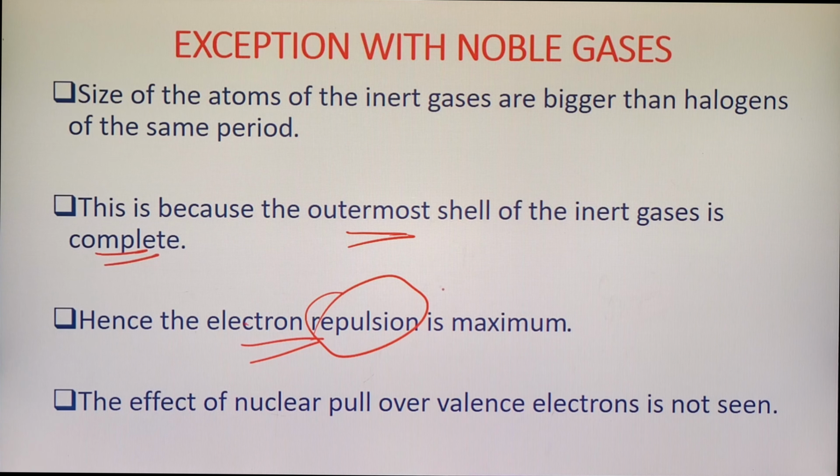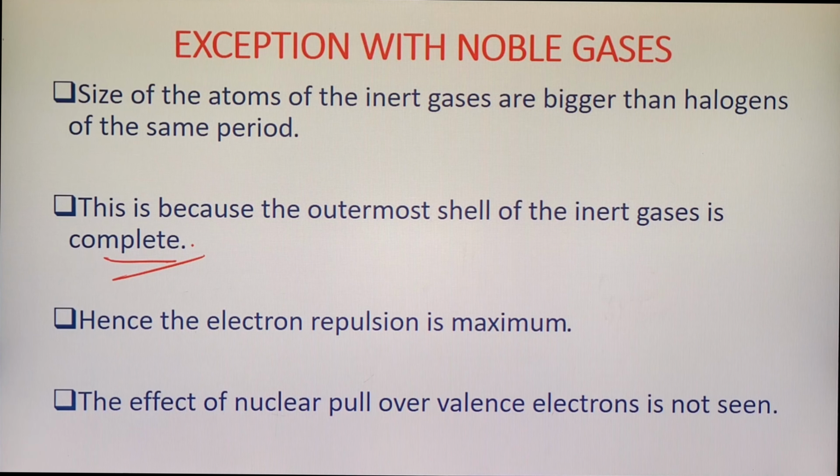So when they repel each other, they will move far apart from each other, so the size is going to increase. Okay, so this is an exception. Please do remember that in noble gases the size is comparatively bigger. Use only two points here: the octet is complete, the outermost shell is complete. And what is going to happen if the outermost shell is complete? They are going to have electron repulsion instead of nuclear attraction.